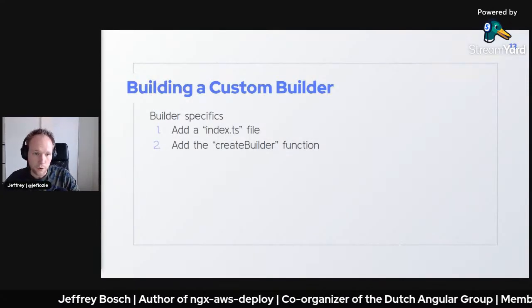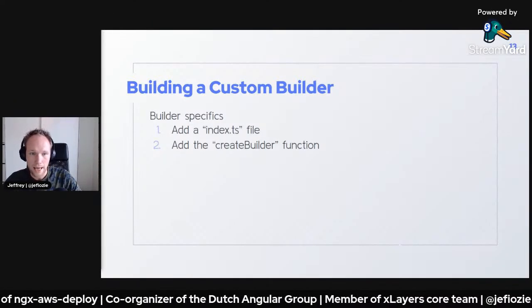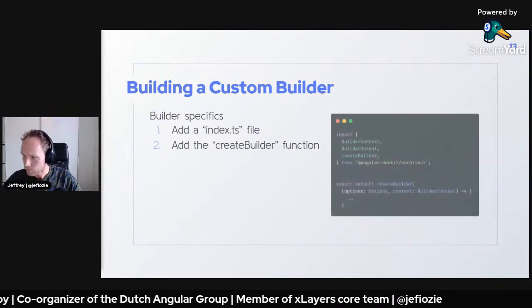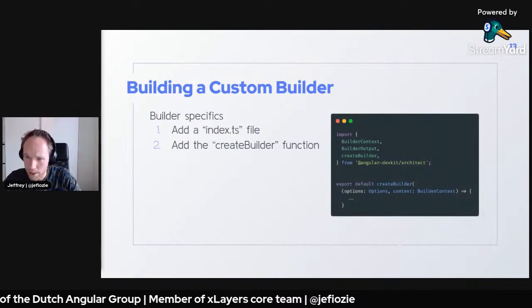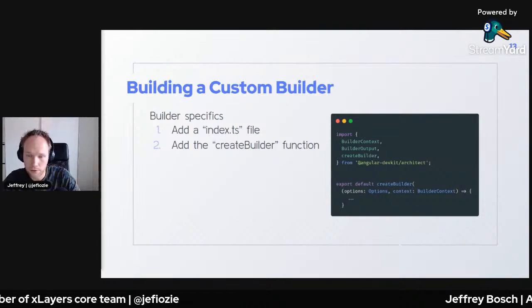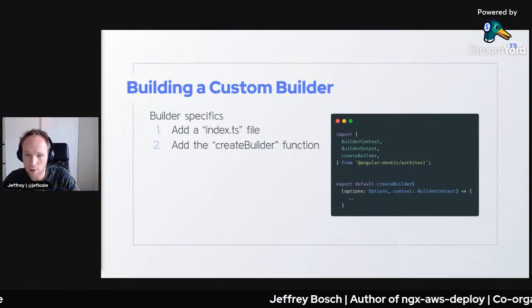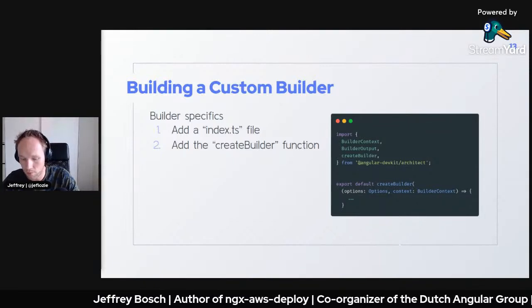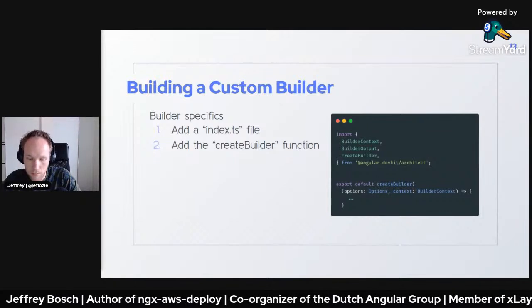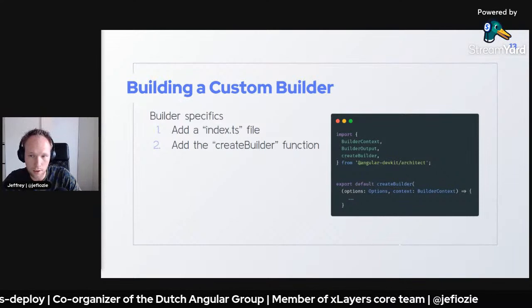So now we come to a little bit of code. It's still pretty easy. We add an index.ts file, and we use the createBuilder function. Within the index.ts, you just make the functions that you want to use for your builder. In my case, we're going to do some optimization for images. So we'll see some code that optimizes the images with some parameters for the quality.